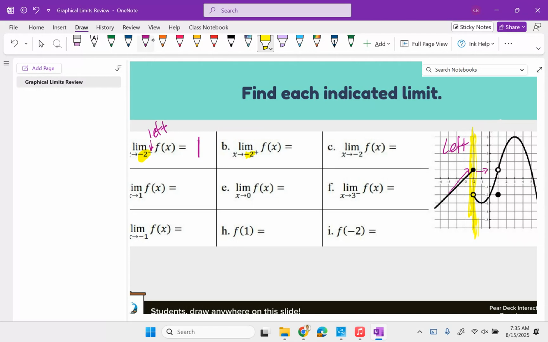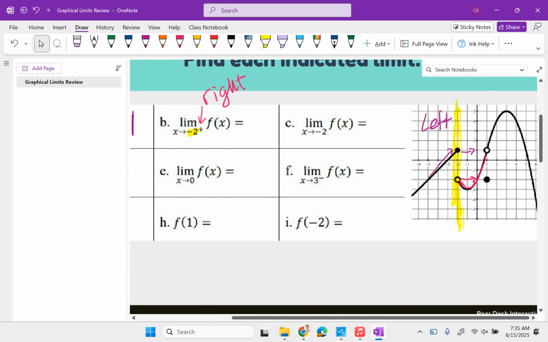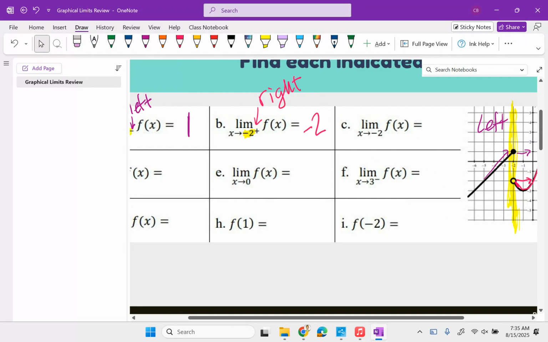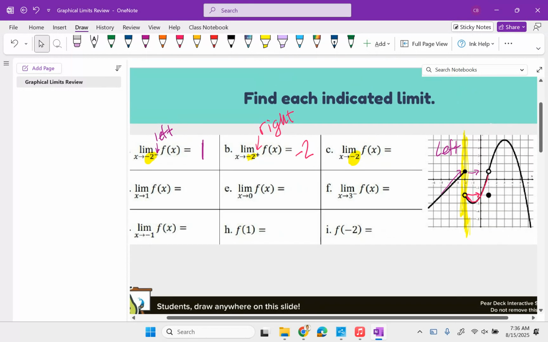So same x value. This time, which direction am I coming from? The right. All right. So I'm tracing along the function till I get to the right. What y value did it approach? -2. Okay. And then one of the things we learned is when I don't have a plus or a minus, that means the overall limit. So we learned that your right-hand limit and your left-hand limit have to be equal to one another for there to be an overall limit. So when my right and my left are not equal to each other, what do we write?